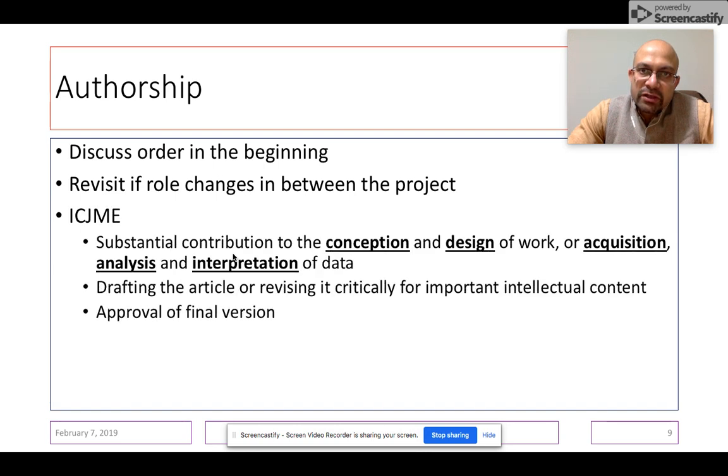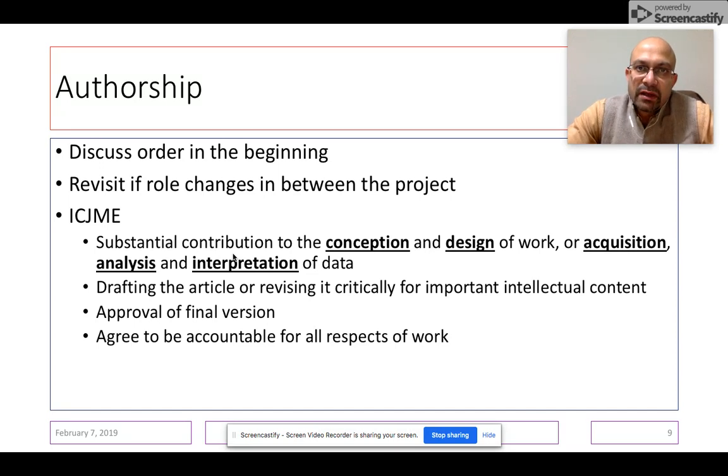There are certain criteria which have to be fulfilled before an individual may be accepted as an author on the paper. Everyone who's listed as an author should have made a substantial contribution to either the concept or design of the work, or in having acquired, analyzed, or interpreted the data. That's point number one. Two, they should have drafted the article, or have revised the article, or have reviewed and given intellectual inputs into the article. They should have approved the final version, and they should agree to be accountable for everything that is written in the manuscript and for what has been done in the work. So, a person who is an author on the paper should have met all these 4 criteria to qualify as an author on the paper.